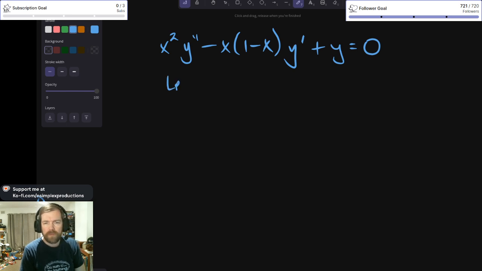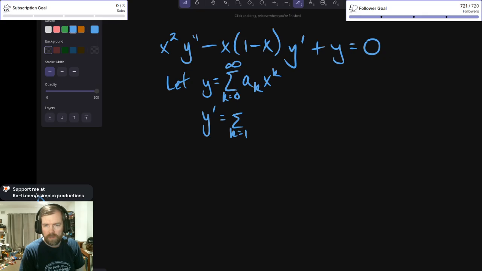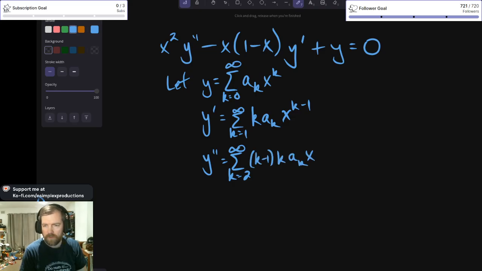Okay, so we want to let y equals summation a sub k x to the k. Again, k goes from 0 to infinity. Y prime is equal to, honestly, I should just copy paste this part. K equals 1 to infinity, k a sub k x to the k minus 1. Y double prime is equal to summation k goes from 2 to infinity, k minus 1 times k times a sub k times x to the k minus 2.